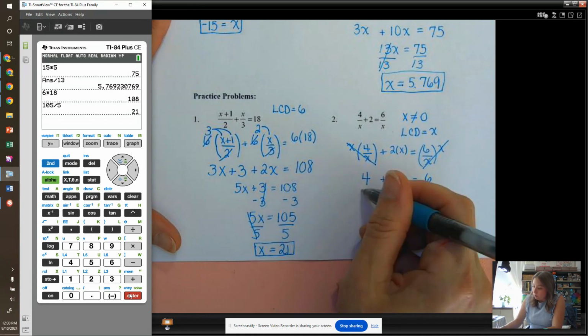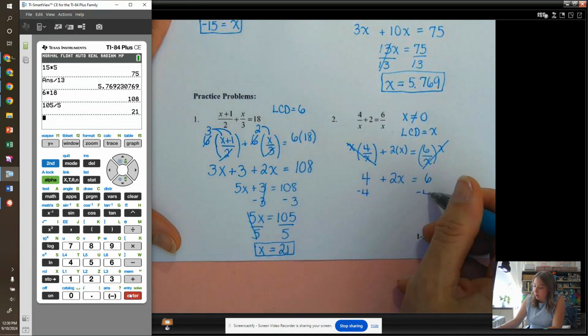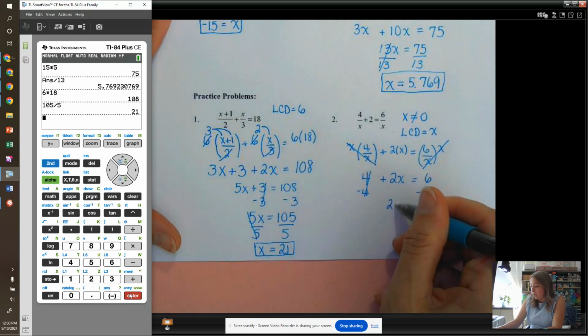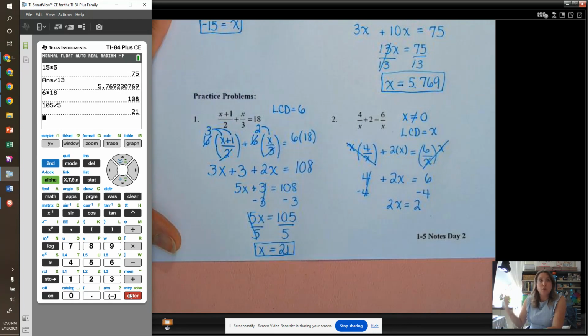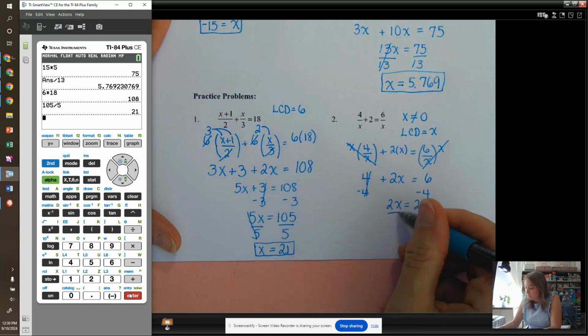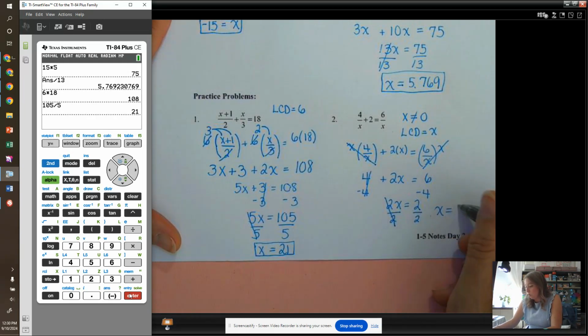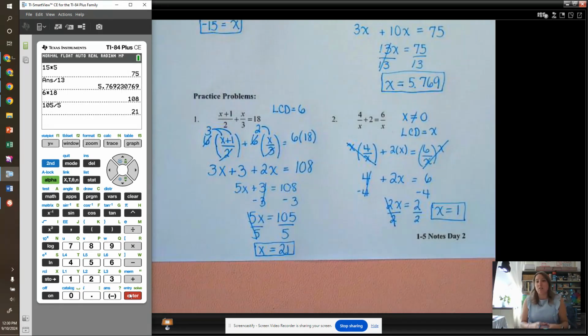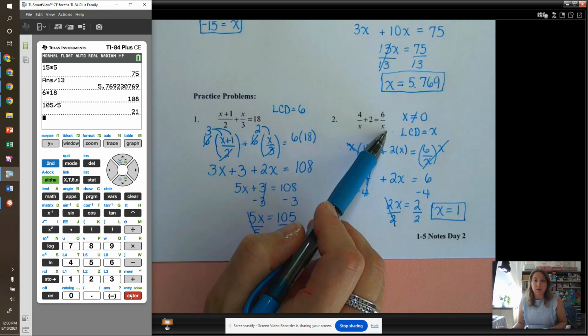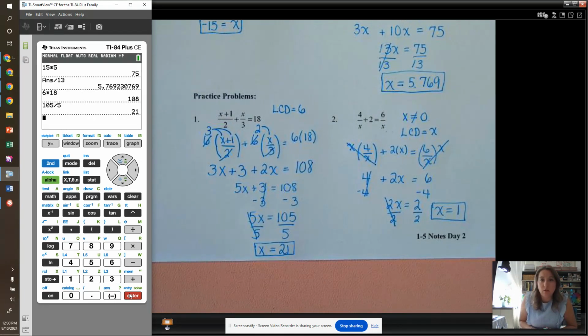So now, move that 4 to the other side of the equal sign by subtracting it over. Inverse operations, 6 minus 4 being 2. The inverse of multiplying by 2 is dividing by 2. We'll divide both sides by 2. We get x equals 1 as our answer there. Notice it was not 0, so we are allowed to keep that answer. We just had to not get our x value to be equal to 0. We can't have a 0 in a denominator. The whole world would implode, as we already know.